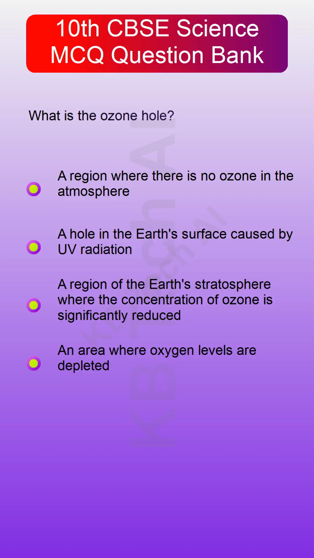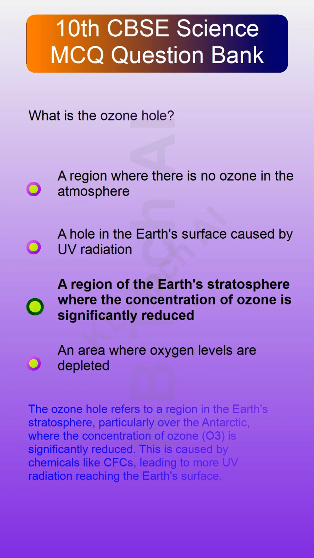What is the ozone hole? Option 1, a region where there is no ozone in the atmosphere, Option 2, a hole in the Earth's surface caused by UV radiation, Option 3, a region of the Earth's stratosphere where the concentration of ozone is significantly reduced, Option 4, an area where oxygen levels are depleted. The answer is, Option 3, a region of the Earth's stratosphere where the concentration of ozone is significantly reduced.